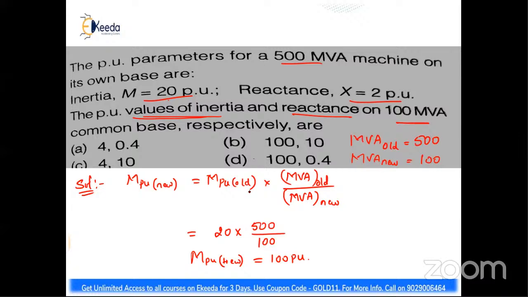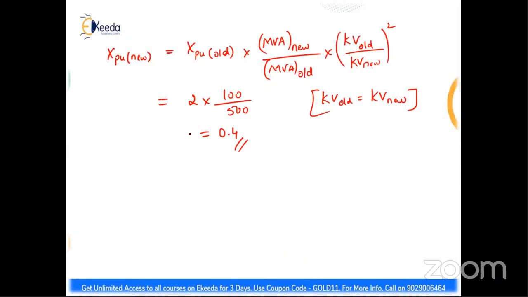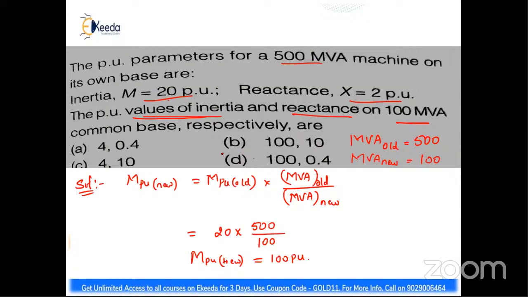So now the M value we got is 100 pu, and the new X, that is the reactance value. X pu of the new reactance value is how much? 0.4. Therefore, the right answer is option D, that is 100, 0.4.